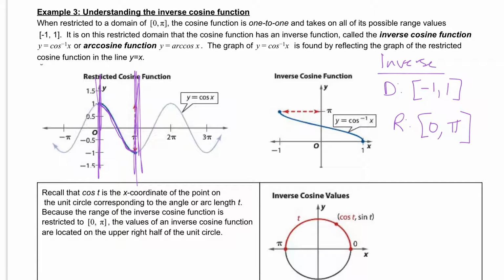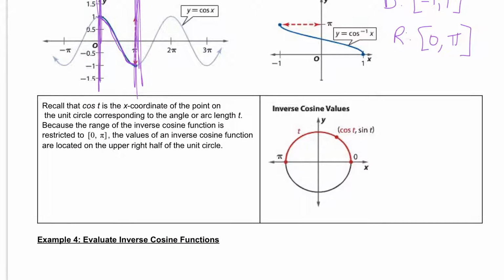Now, if we take a look in the box below, this is what's going to help you the most in terms of figuring out your inverse cosine functions. So if we recall that the cosine of t is the x coordinate of the point on the unit circle corresponding to the angle or arc length t, because the range of the inverse cosine function is restricted to 0 to pi, the values of an inverse cosine function are located on the upper half of the unit circle.